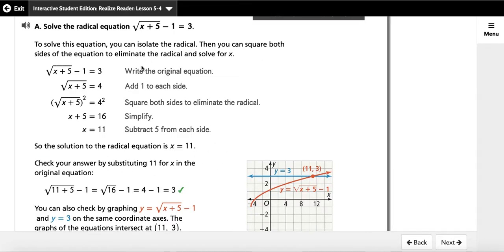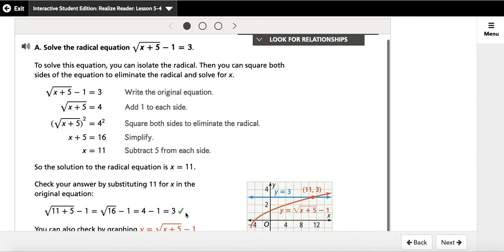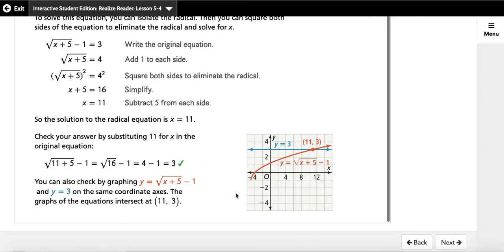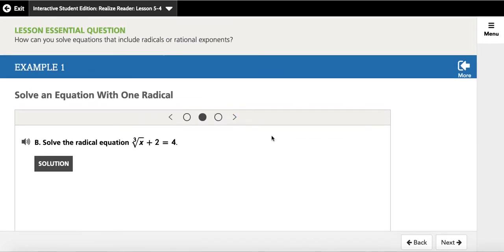So when we plug in 11, 11 plus 5 is 16. The square root of 16 is 4. 4 minus 1 is 3. So it does work. That's what they have here. And for some reason, they graph both. We haven't talked about a graph of a square root equation, but it often has this kind of form to it. I digress. Moving on.